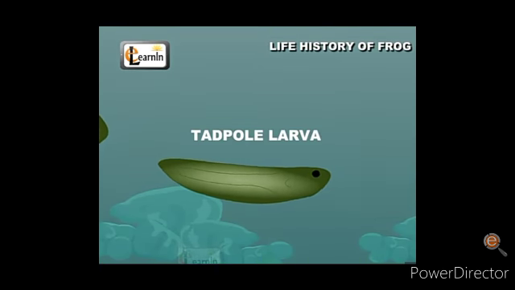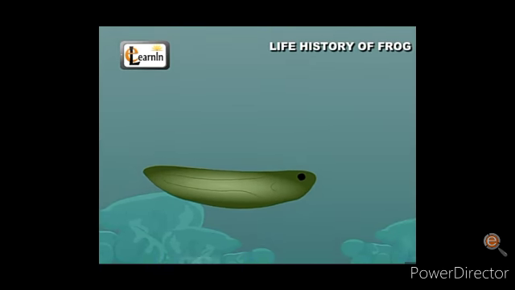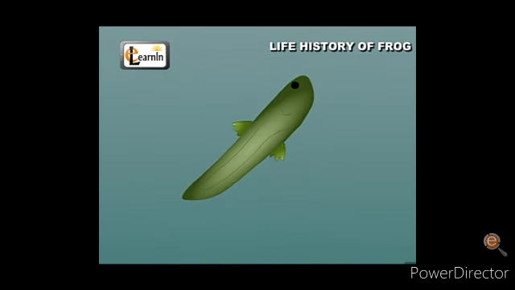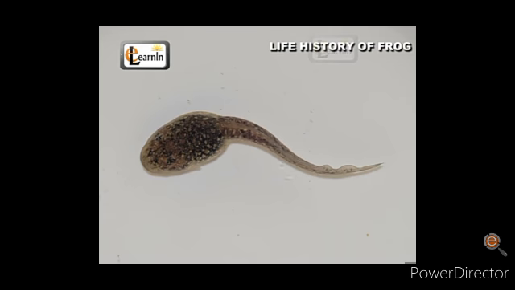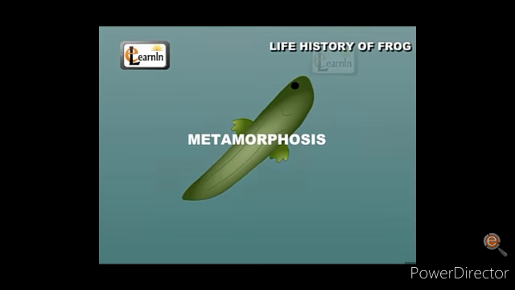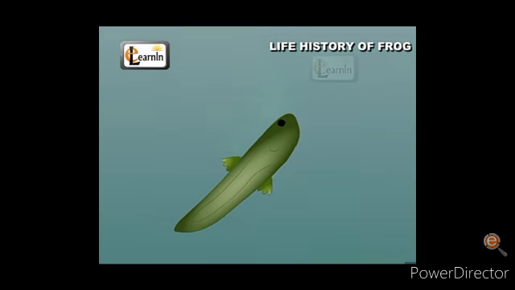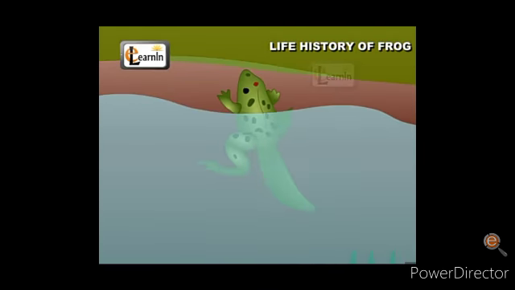The tadpole larva resembles a small fish. It develops a mouth, a third pair of external gills, and a tail. The jaws have teeth. It feeds on plants. The intestine is coiled like a watch spring. The tail increases in size. It helps in swimming. Metamorphosis. A series of changes take place in the tadpole, internally and externally, to transform it into an adult frog.